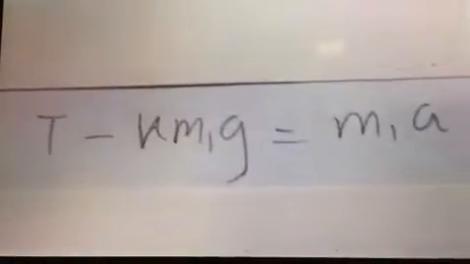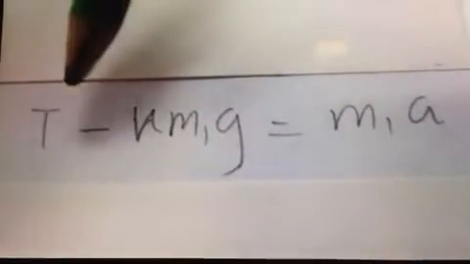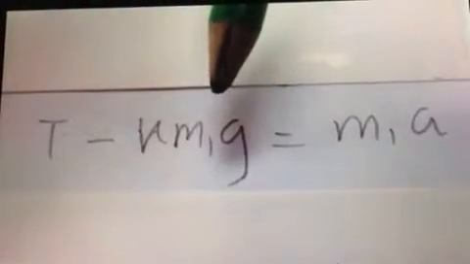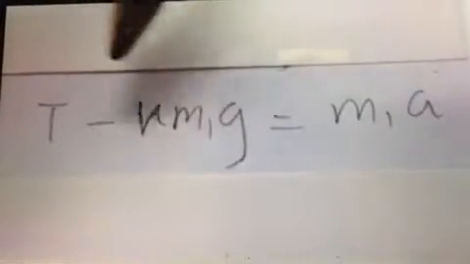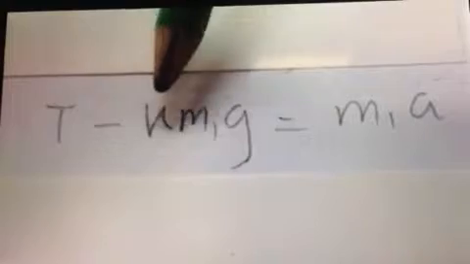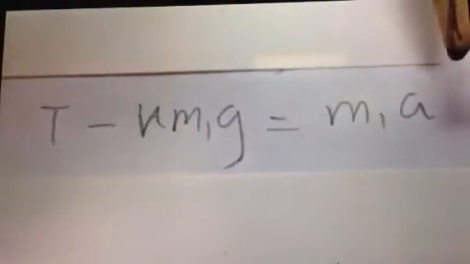So for block number 1, it's a lot easier. There are only 2 forces on the horizontal. One is tension, another one is friction. So we get a relationship like that: the tension minus the friction equals m1 a, from Newton's second law.